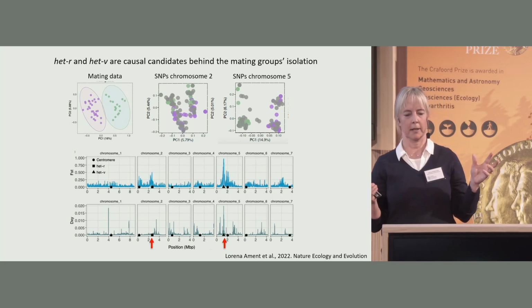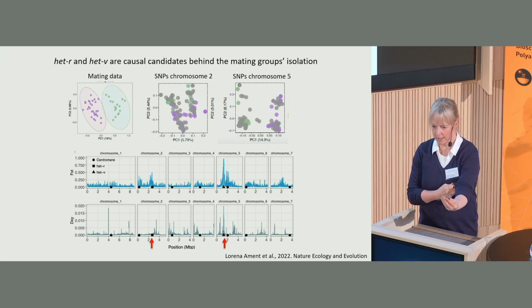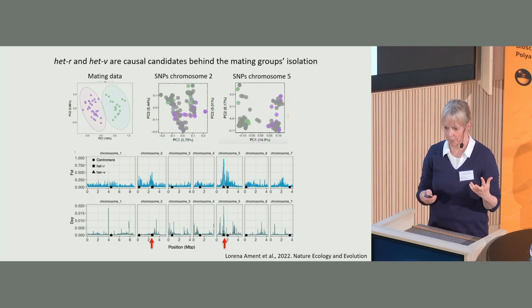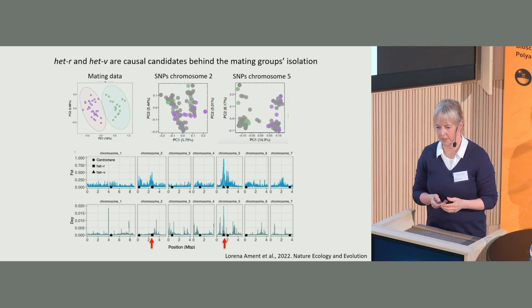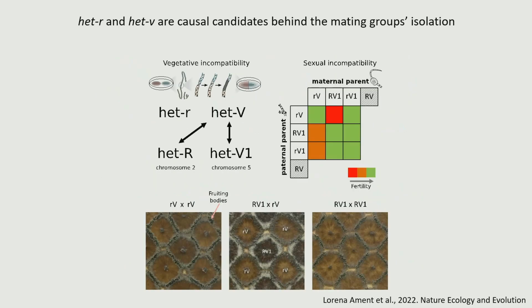So we separated the pools of strains belonging to each of those reproductively isolated groups and did an FST analysis. And again we could see peaks on chromosome 2 and 5, and we could zoom in on where on chromosome 2 and 5. And again, we had a possible location of the het R and het V loci on these particular chromosomes. So we are starting to narrow down the two loci important for this reproductive isolation.